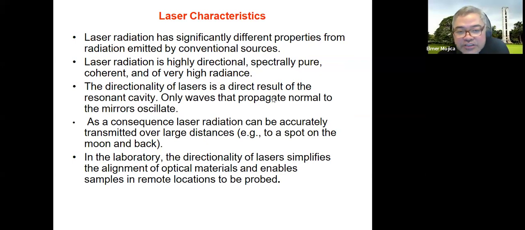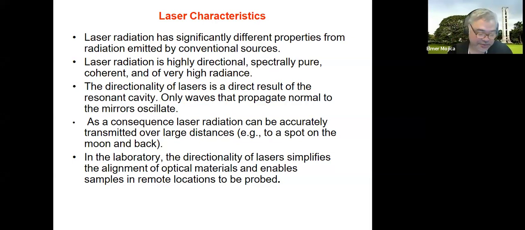Okay, and if you're going to look at the characteristics of the laser that we have, as you could see, the radiation there has significantly different properties from radiation emitted by other sources. They are highly directional, pure, coherent, and of high radiance. Okay, and the directionality of the laser is a direct result of the resonant cavity. Only waves that propagate normal to the mirrors oscillate. As a consequence, laser radiation can be accurately transmitted over a large distance, okay, to a spot on the moon and back.